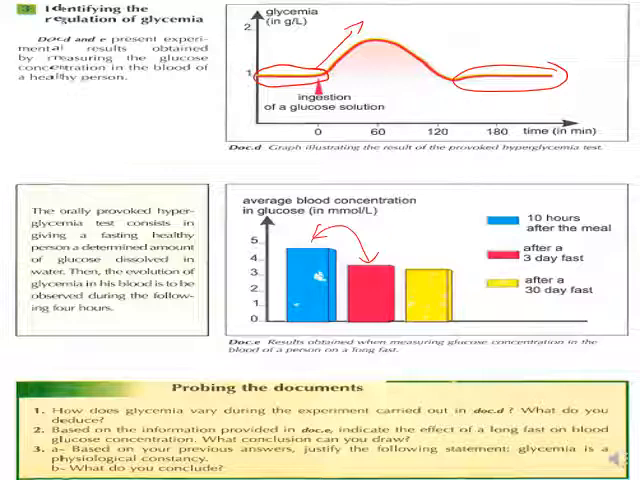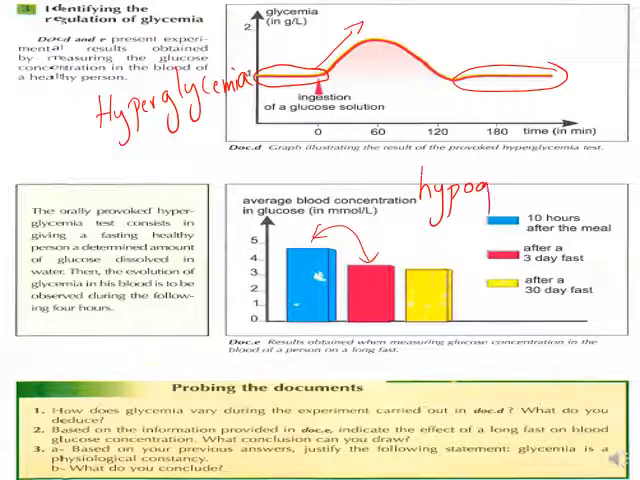Glycemia is a physiological constancy. Since when we have a high level of glucose, as in the case of hyperglycemia in document D, or a decrease in the level, hypoglycemia, in document E, the concentration of blood glucose, the glycemia, fluctuates around an almost constant average. So glycemia is said to be a physiological constant or a biological constant.